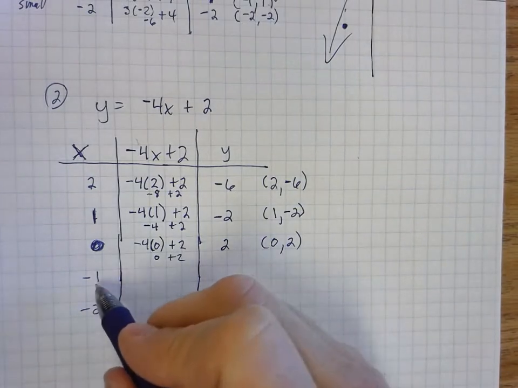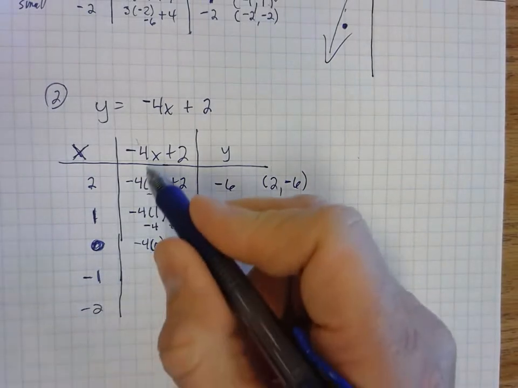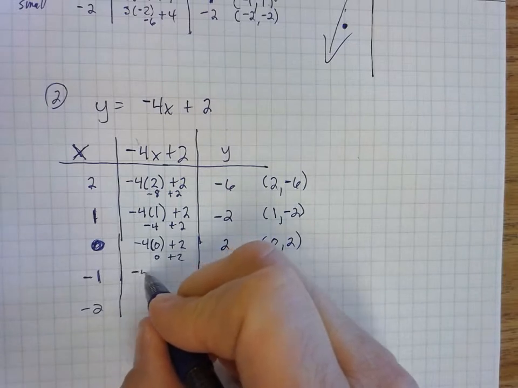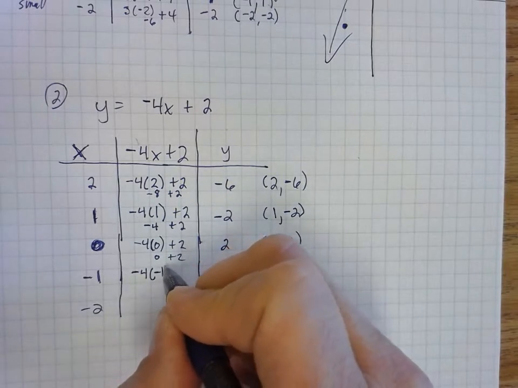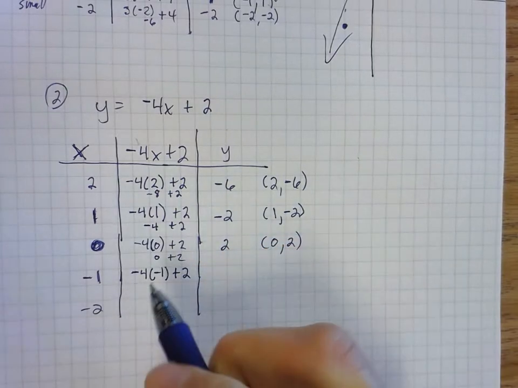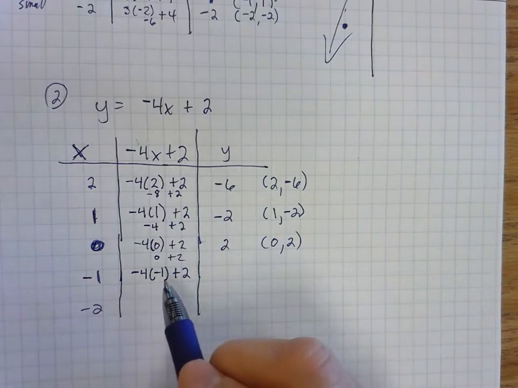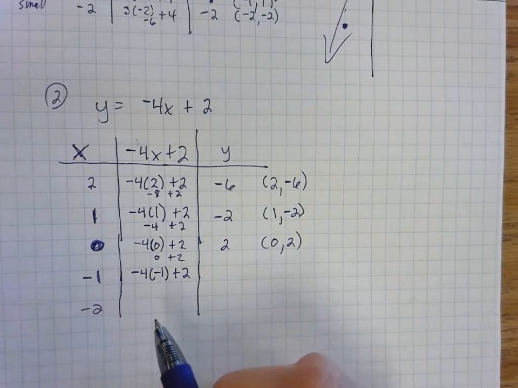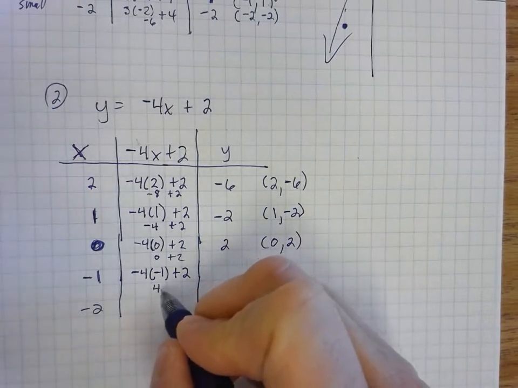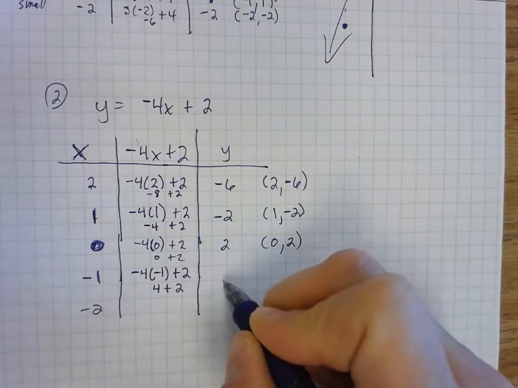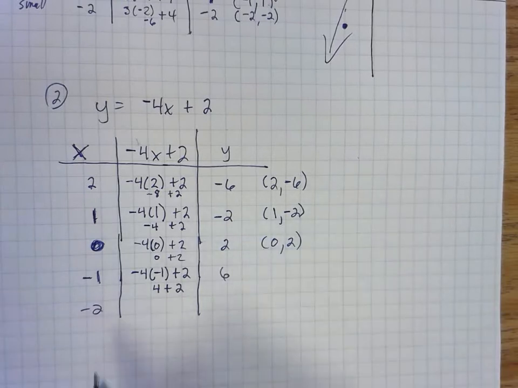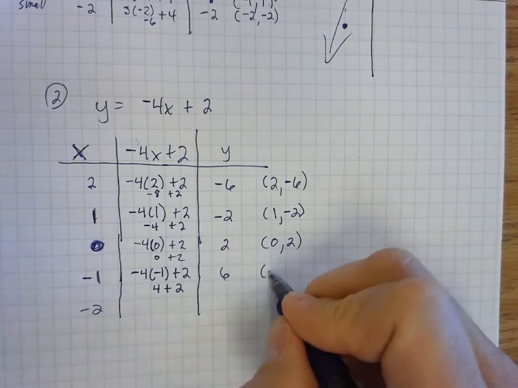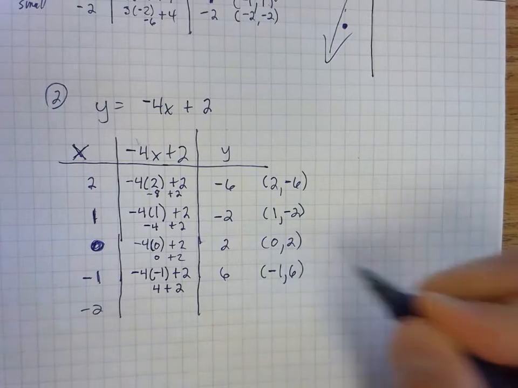Alright, now we're going to put a negative number in here. So we're going to put negative 1 in for x. So that would be negative 4 times negative 1 plus 2. Let's see if you remember. What's a negative times a negative, folks? A negative times a negative is a positive. So that's 4 plus 2. Easy problem, right? 4 plus 2 is 6. And then I'm going to graph that, which would be (-1, 6).